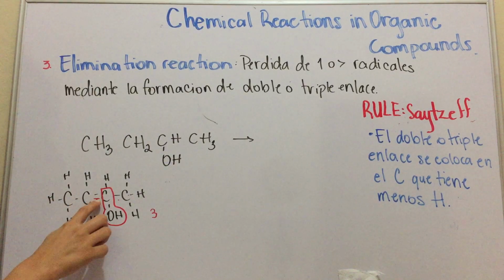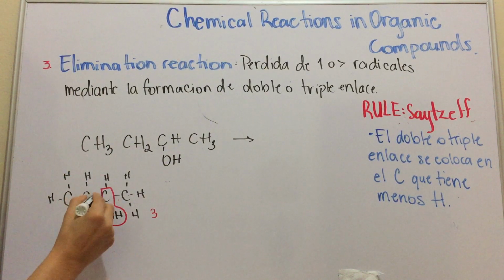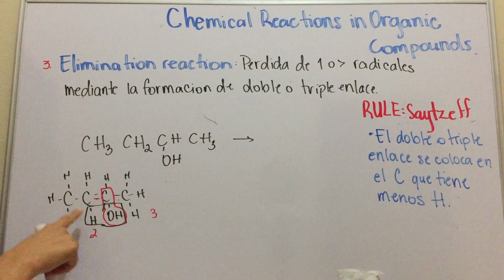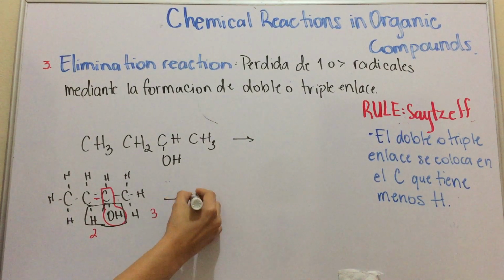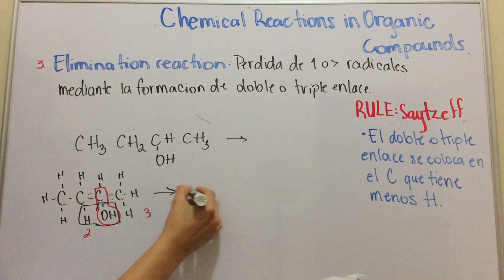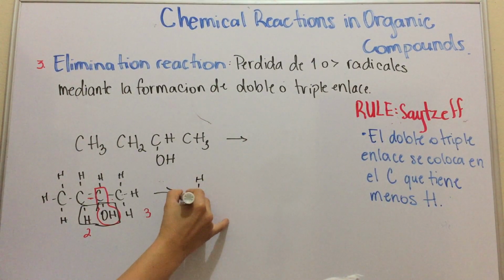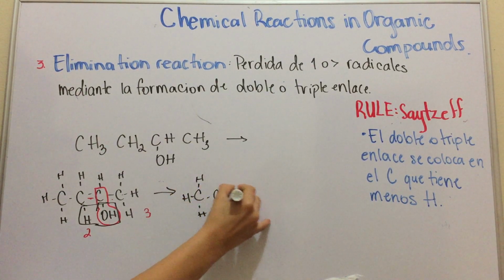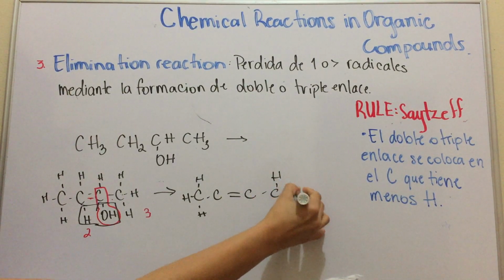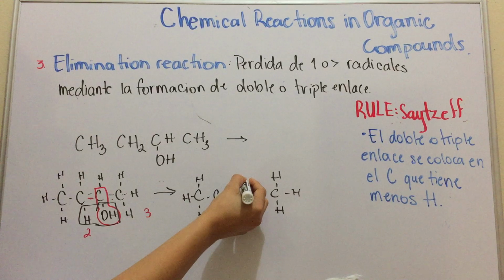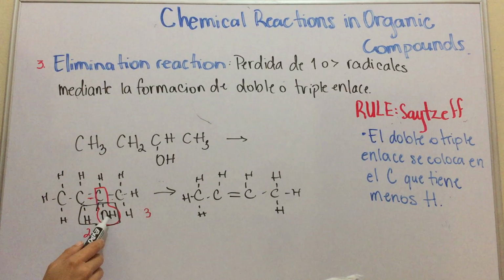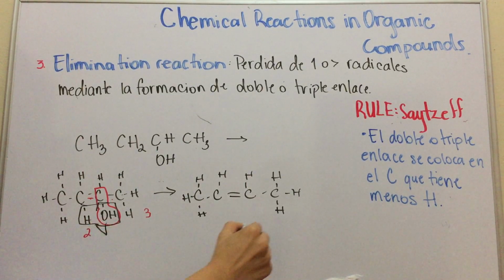So when we put these 2 bonds here, we actually put a double bond here. We're going to eliminate this one and we're going to eliminate this one. All right? So this goes out of the reaction, meaning that we're going to have carbon, carbon, 1, 2, 3, hydrogen, and since I took out a hydrogen and a hydroxide, this together, it's gonna form me water.